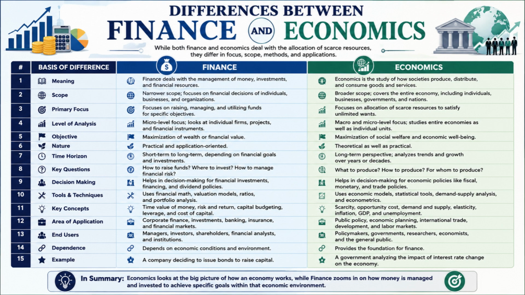Number 14. Finance depends on economic conditions and the overall economic environment, whereas economics provides the theoretical foundation upon which financial decisions are made. Number 15. An example of finance is a company issuing bonds to raise capital, whereas an example of economics is a government analyzing the impact of interest rate changes on the economy.